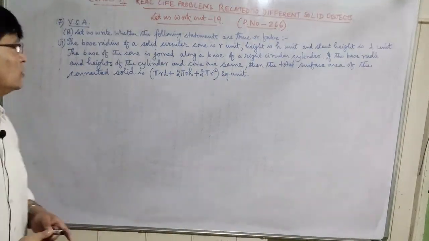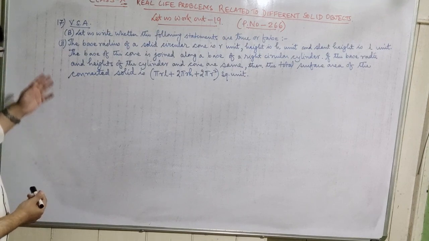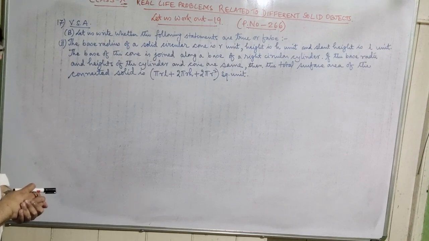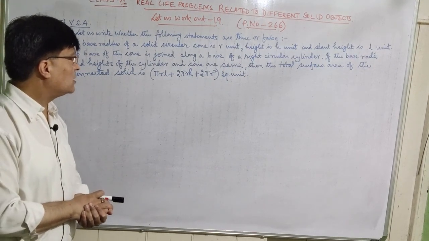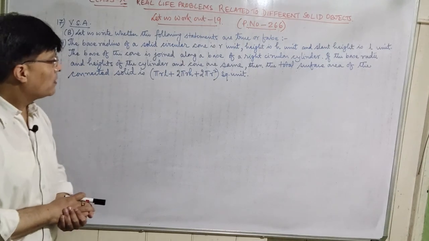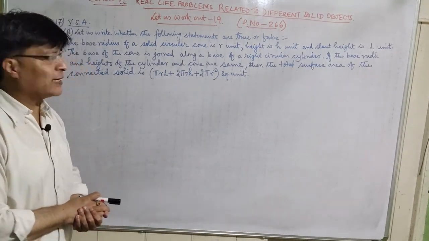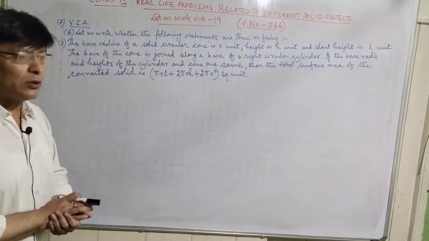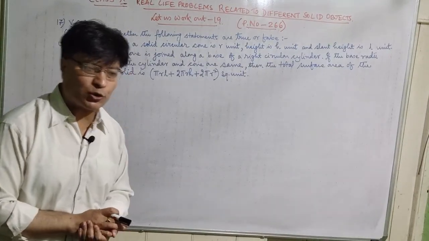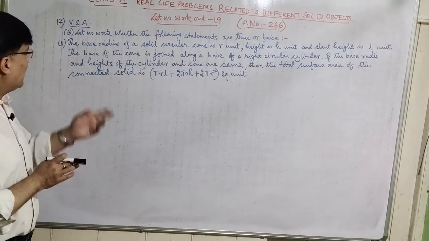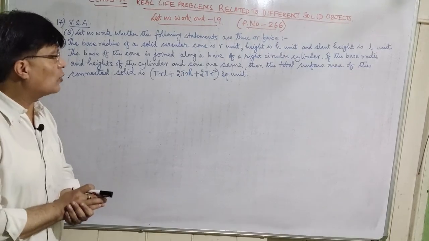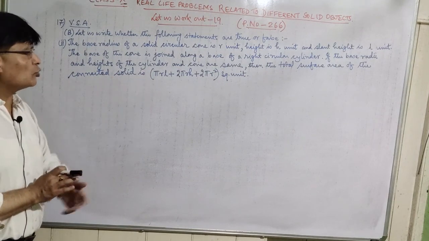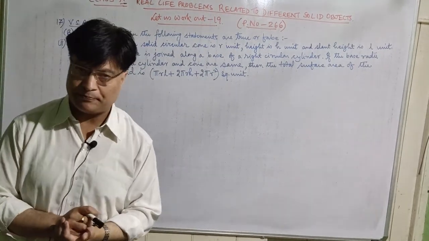So now we'll do the next question, that is number 2. So let us write whether the following statements are true or false. So question number 2 is, the base radius of a solid circular cone is r unit, height is h unit, and the slant height is l unit. Now the base of the cone is joined along the base of a right circular cylinder. If the base radii and heights of the cylinder and the cone are same, then the total surface area of the connected solid is pi rl plus 2 pi rh plus 2 pi r square unit.